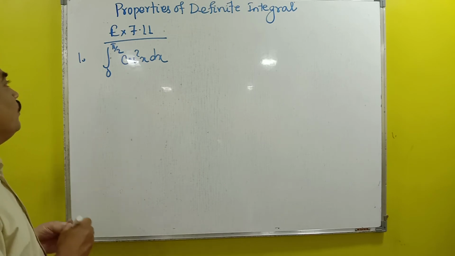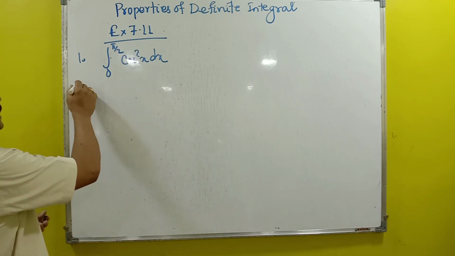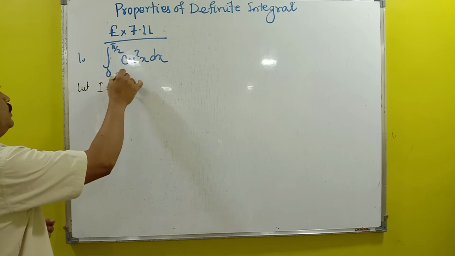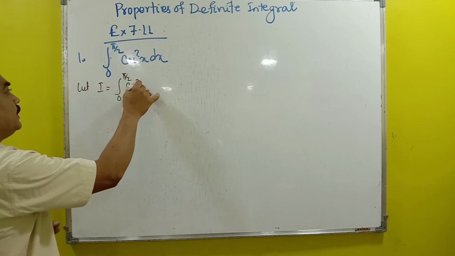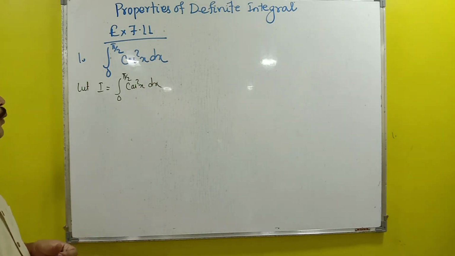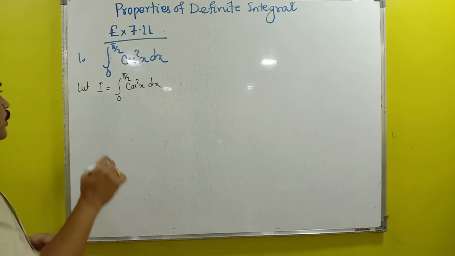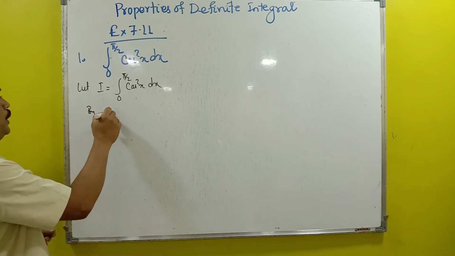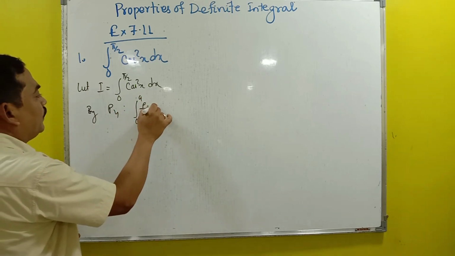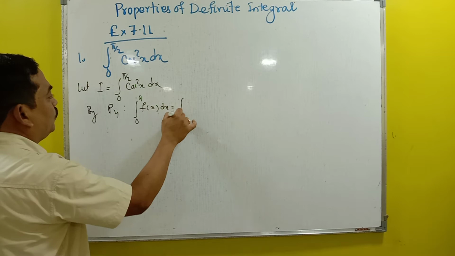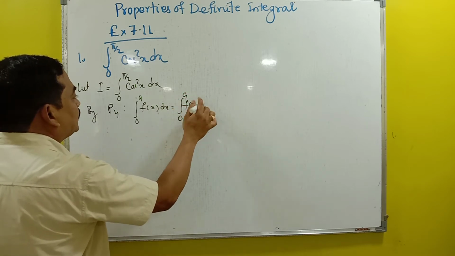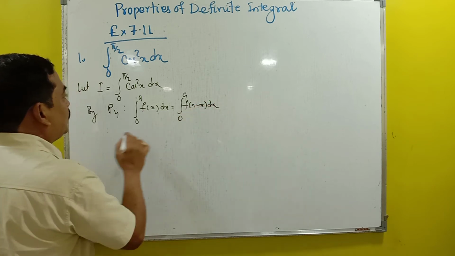Now in this case, let I stand for the integral from 0 to pi by 2 of cos square x dx. Now you apply the property 4. P4 is what? It is the integration from 0 to a of f of x dx, which is equal to the integral from 0 to a of f of a minus x dx. This is your property 4.